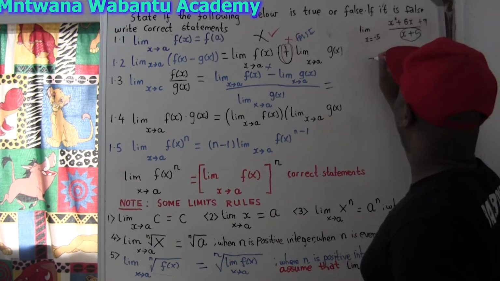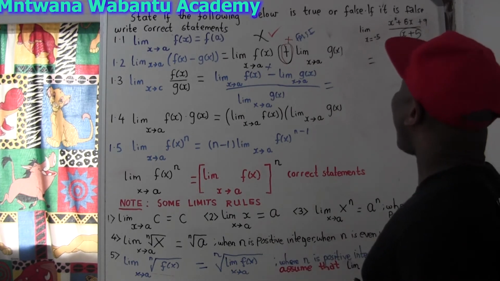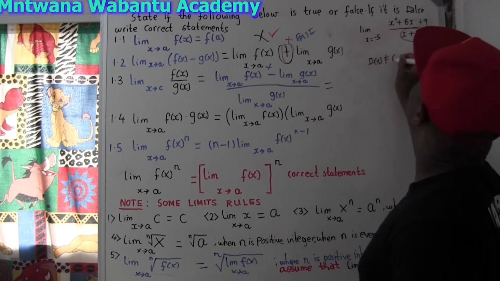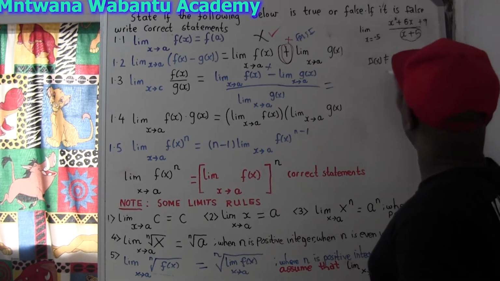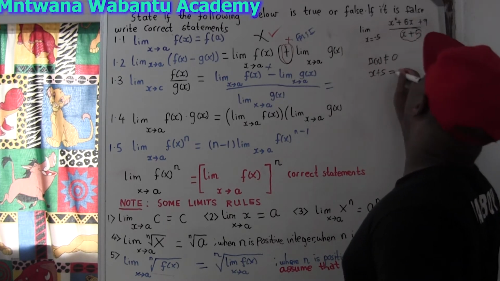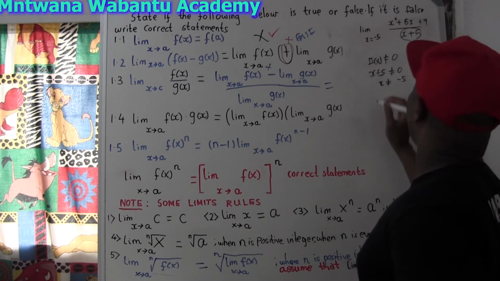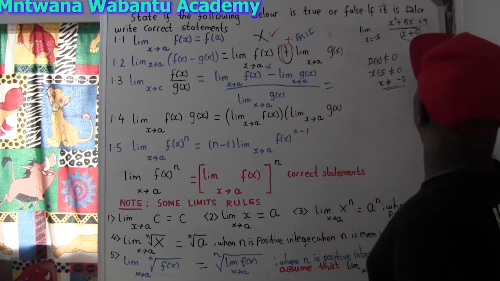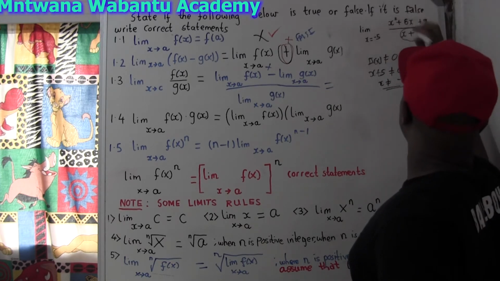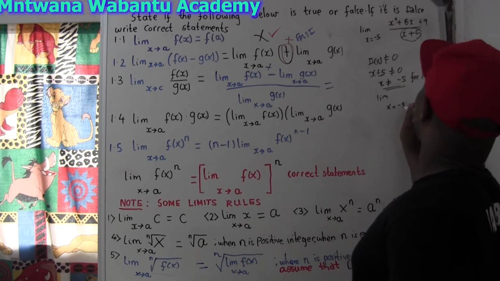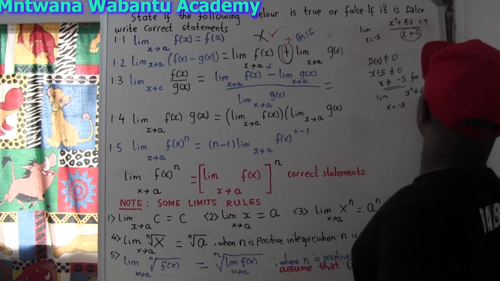So for this case, now let's go. I know if it's division, the denominator of x should not be equal to 0 for this to exist. What does that mean? The denominator of x is x plus 5, which should not be equal to 0. So it means x should not be equal to -5. Also, x should not be equal to -5 for this limit, the limit of x squared plus 6x plus 9 over x plus 5, to exist.